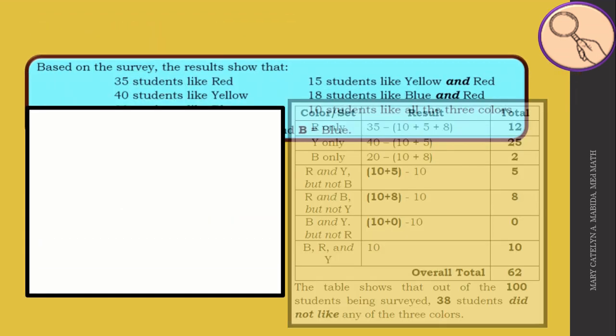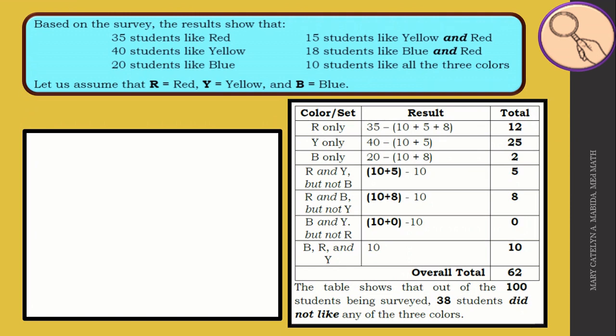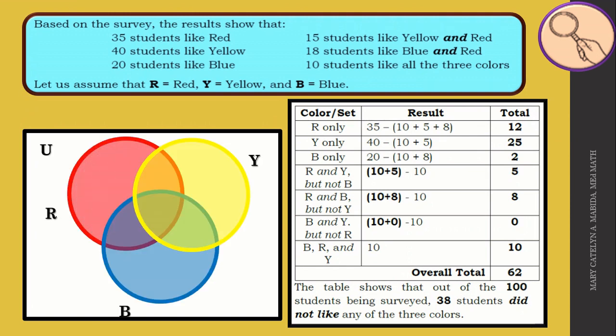Now for the computation, check out this table. Again, that's our Venn diagram with red, blue, and yellow, and all the numbers are there. So red only, that will be 35 minus 10 minus 5 minus 8, which is 12. 12 students like red only.